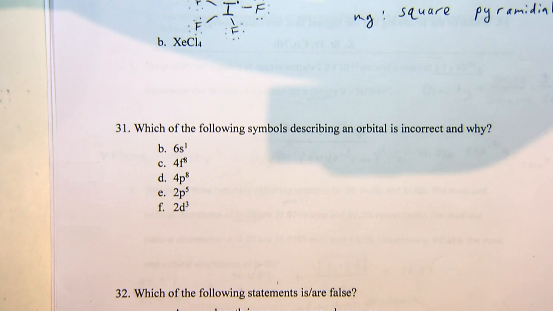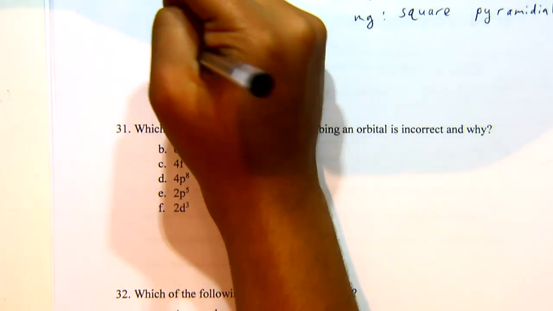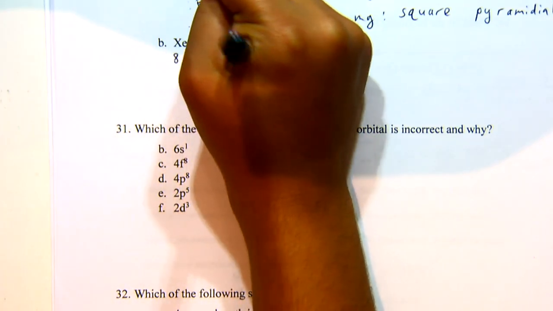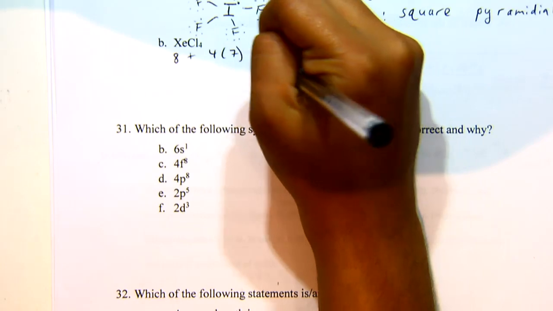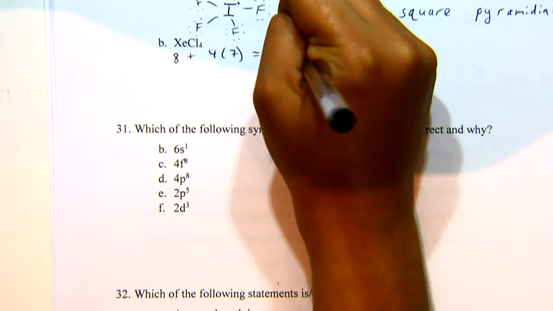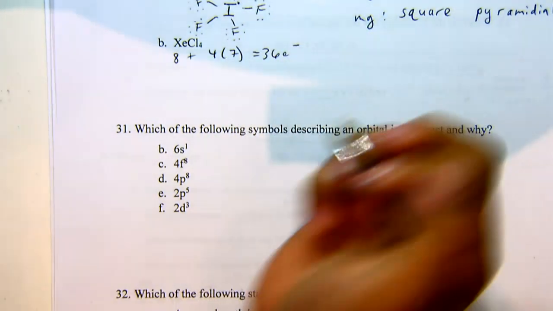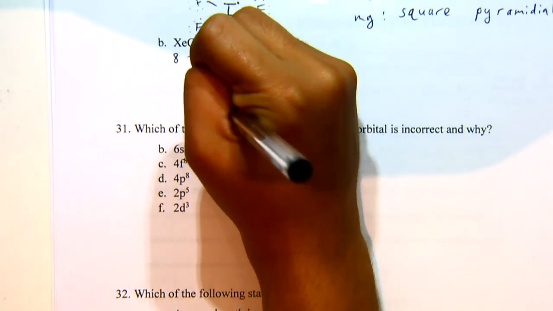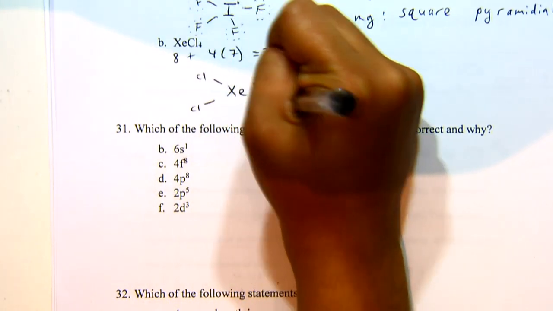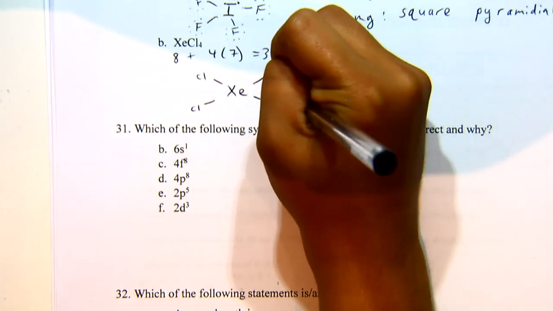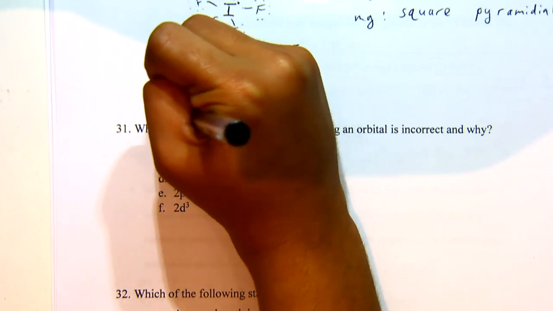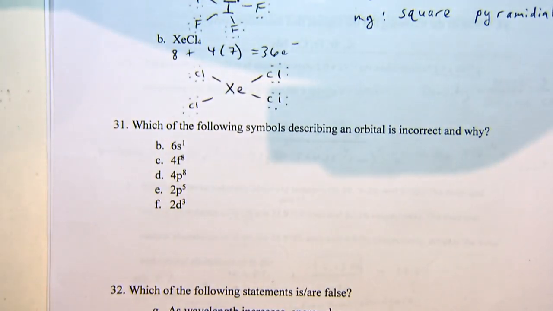Great. So now, in our next problem, you're going to do the same thing, except now xenon has 8 plus 4 times 7 each for chlorine, giving us a total of 36 electrons. When you draw the structure, you'll put the 4 chlorines on, and they're going to be completely full to get to 7.